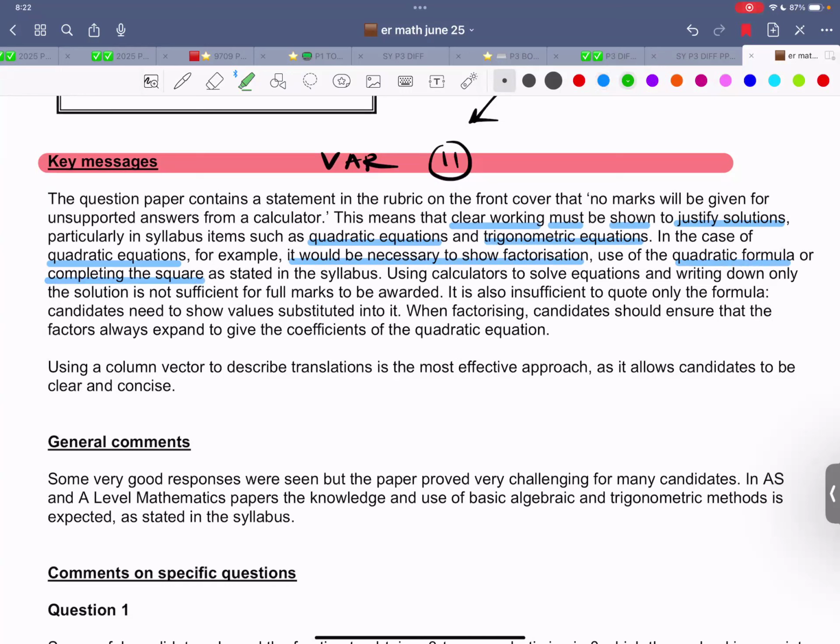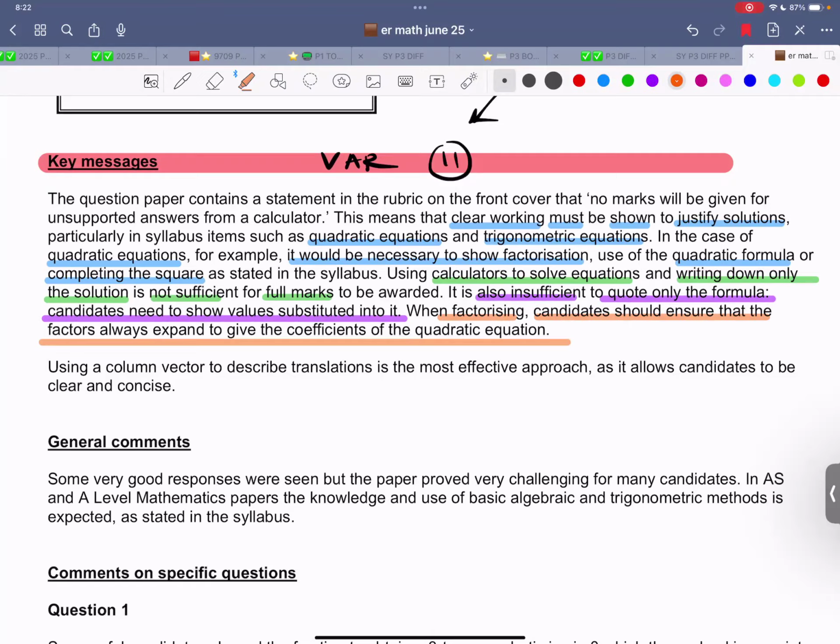Using calculators to solve equations and writing down only the solution is not sufficient for full marks to be awarded. They are not stopping you from using the calculator. They are stopping you from only using a calculator. It's also insufficient to quote only the formula. Candidates need to show values substituted into it. And then when factorizing, candidates should ensure that the factors always expand to give the coefficients. So make sure your middle term factorization is all good.